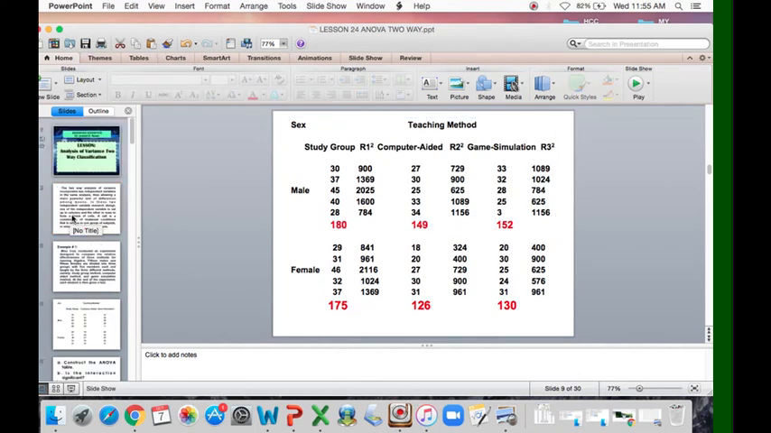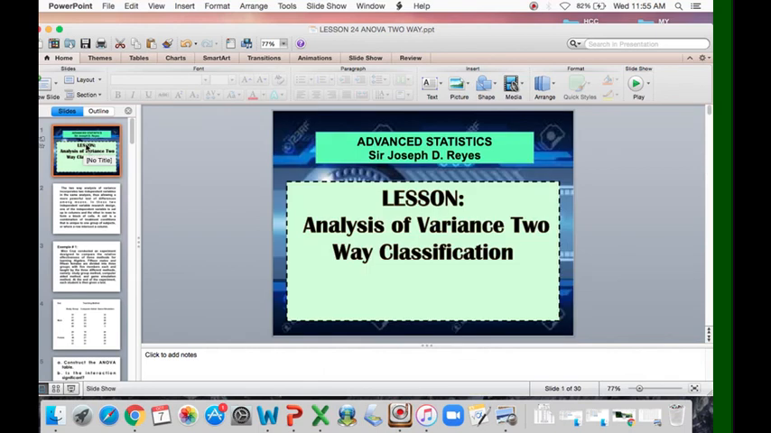So that's all for the analysis of variance, two-way classification. Actually, it is too laborious for you to do this type of statistical treatment. But there are other ways now to compute for the ANOVA two-way. You can use Microsoft Excel or SPSS. But for the sake of learning the theory, this video was made for you.